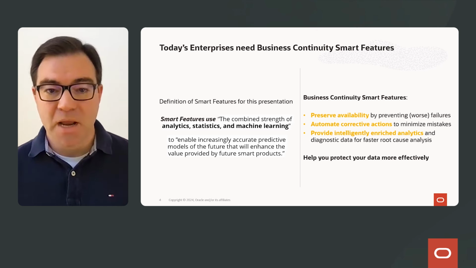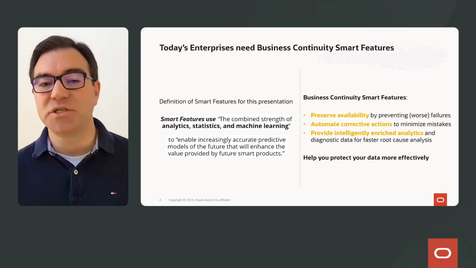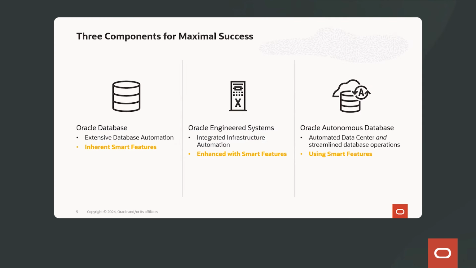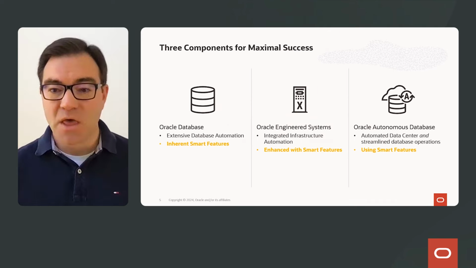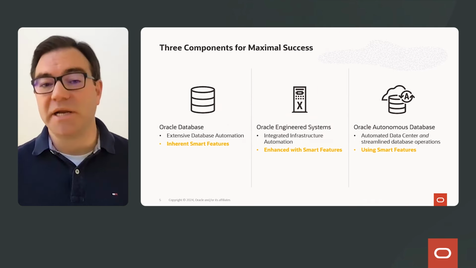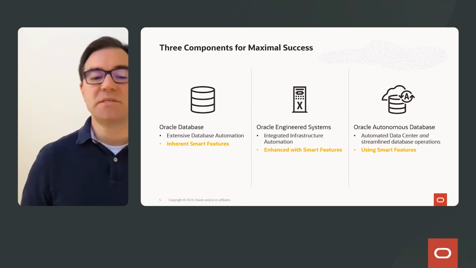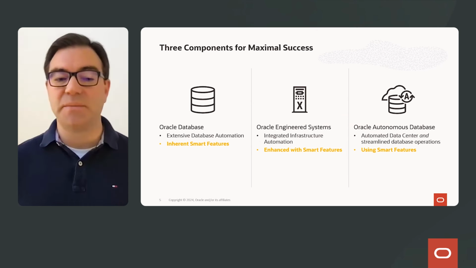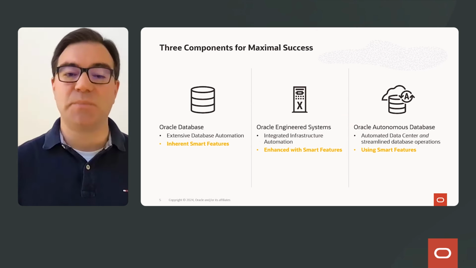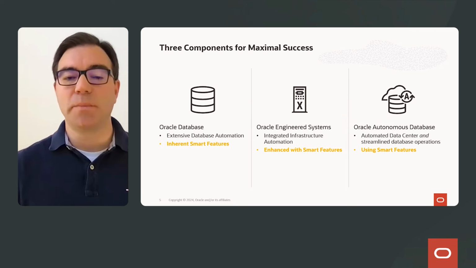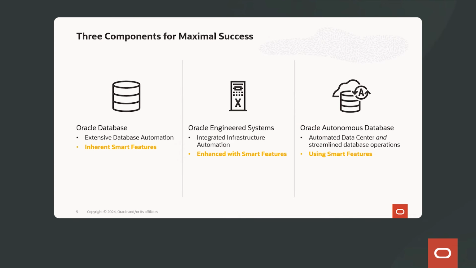Now, speaking about effectively and efficiency, when it comes to Oracle Database, you really need to use only 3 components for maximal success. The first one is the Oracle Database itself. The Oracle Database itself comes with extensive database automation and inherent smart features, some of which I will talk about in the course of this presentation. The second component are Oracle Engineered Systems. Oracle Engineered Systems come with integrated infrastructure automation and are enhanced with smart features.